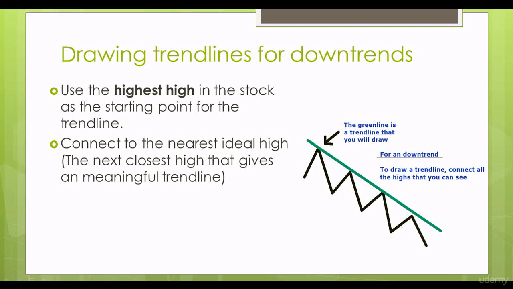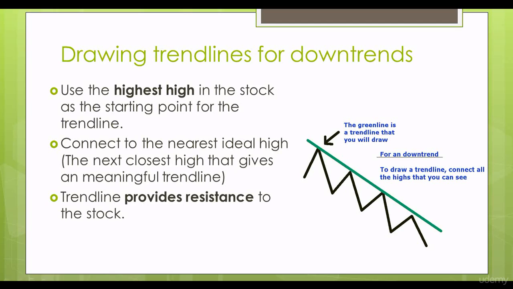a meaningful trend line. After you connected to your nearest high, you want to extend the trend line and wait to see if the trend line will be effective in capturing the trend. So if it is effective, it will be similar to the uptrend, where the trend line will not be broken and there will be repeated touches on the trend line by the stock. And the last point for downtrends is a downward trend line will provide resistance to the stock.